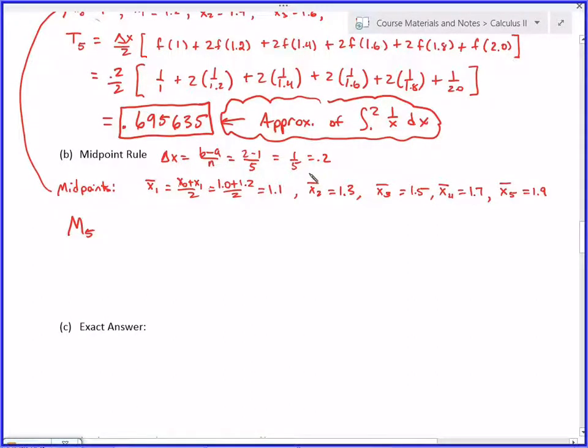Right. You won't go past xn. In this case, xn is 5. You get 5 intervals. That's as far as you go. There's no interval past that to take the midpoint of.